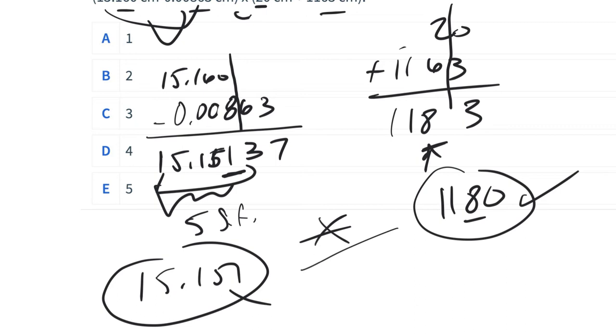11.15137 times 1183, and just know that this digit here was only good to 3 sig figs.